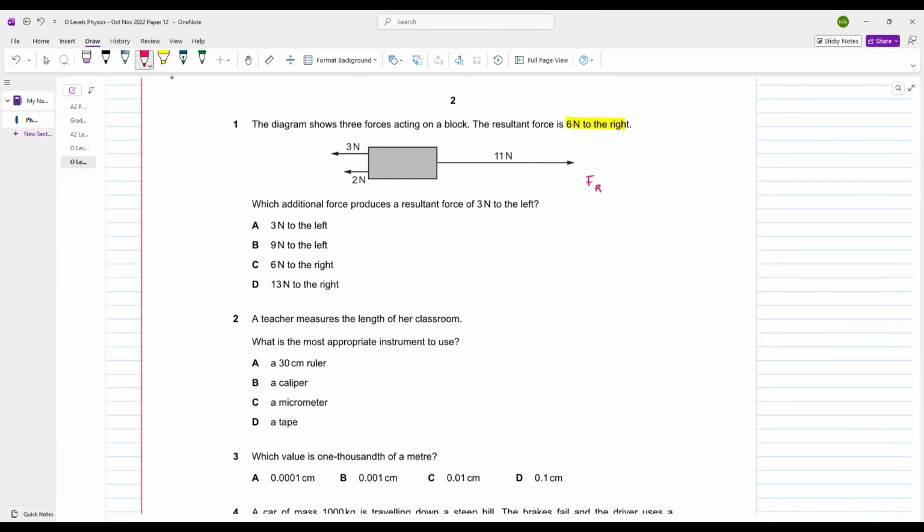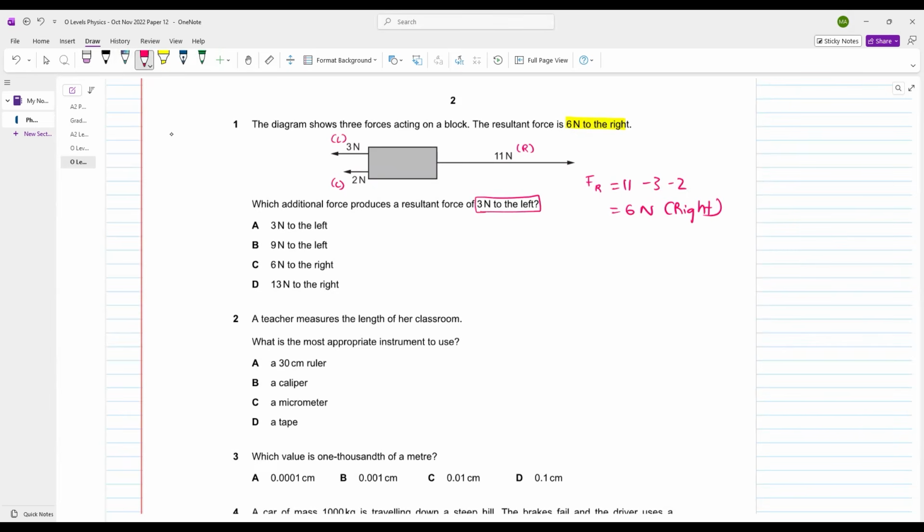How do we calculate the resultant force? 11 Newton is towards the right, 3 Newton towards the left, 2 Newton towards the left. What will the resultant force be? 11 minus 3 minus 2. Resultant force is 6 Newton towards the right. Perfect. Which additional force produces a resultant force of 3 Newton to the left?